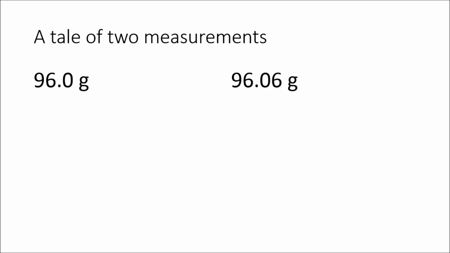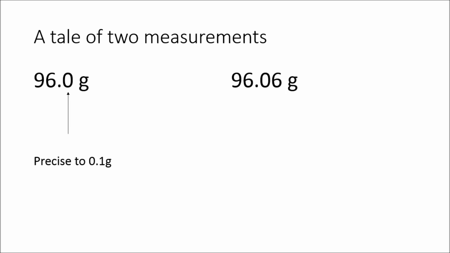We are going to look at two different numbers, 96.0 and 96.06, as a way to learn a little bit about significant figures. So let's take a look at 96.0. That number has 1 0 past the decimal point, which we can say is where all the error is. So that means that it is precise to 0.1 grams.